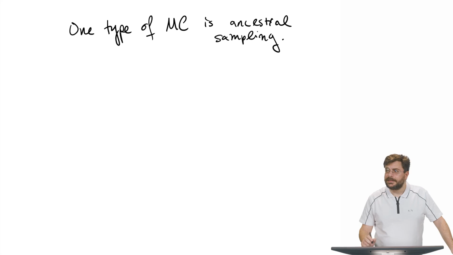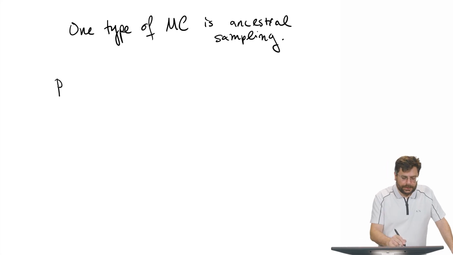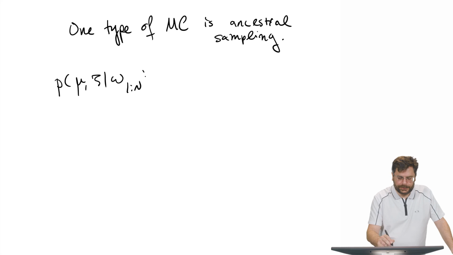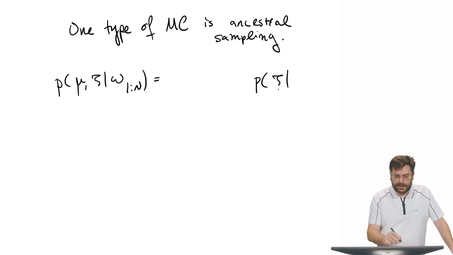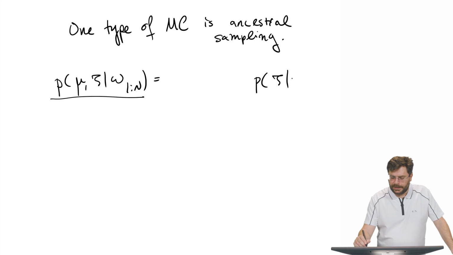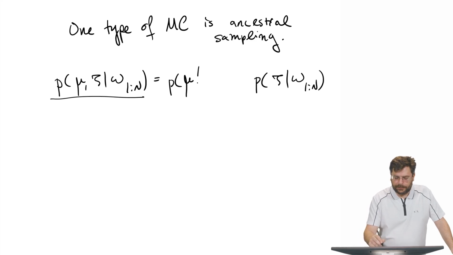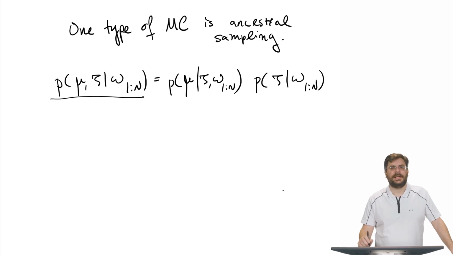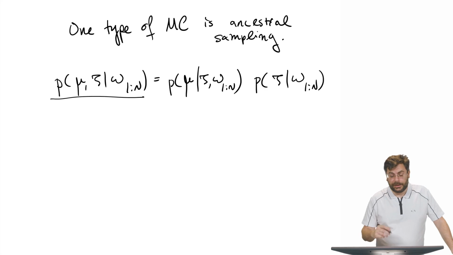Now, if we remember ancestral sampling from chapter 1, let's try to just remember for just one second. The goal is basically to say, I can decompose this as the probability of w, 1 to n, multiplied by the probability of mu given tau, w1 to n. That's true. That follows from the rules of multiplication of probability.